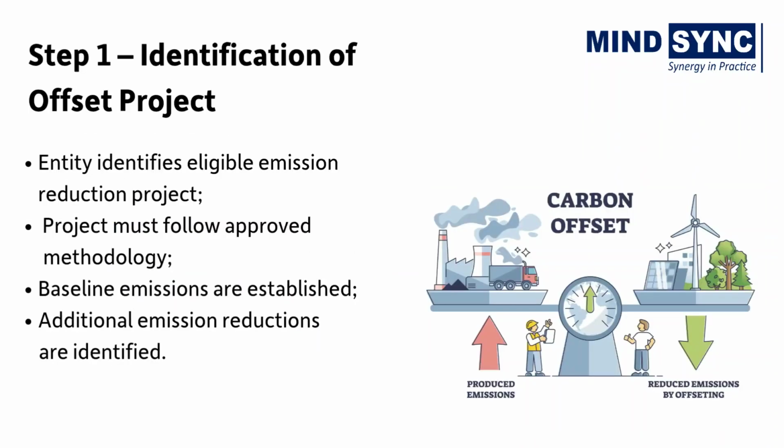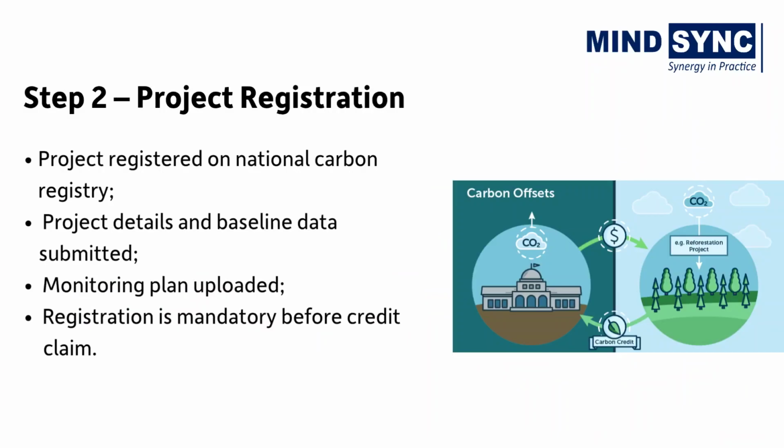Step 1: Identification of offset project. In the first step, the entity identifies a suitable emission reduction project eligible under the offset mechanism. The project must follow an approved methodology. Baseline emissions are established to understand emissions without the project, and additional emission reductions achieved due to the project are clearly identified.